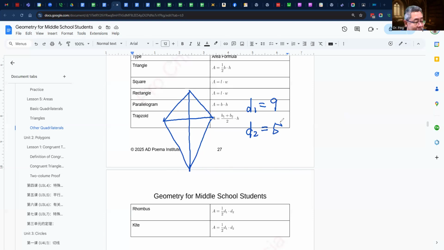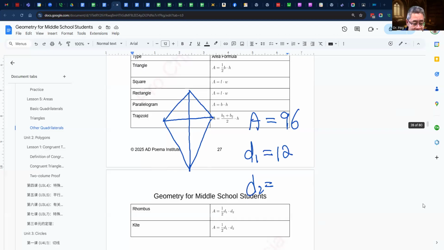Perfect. Good job. Okay. Now we're going to do our last one. We know the area is 96 and one diagonal is 12. We're trying to figure out the other diagonal. Perfect. Good job.